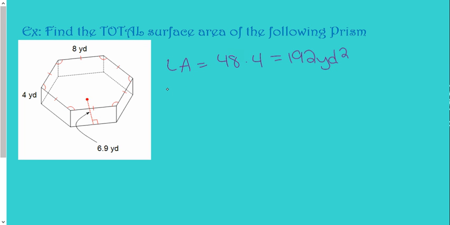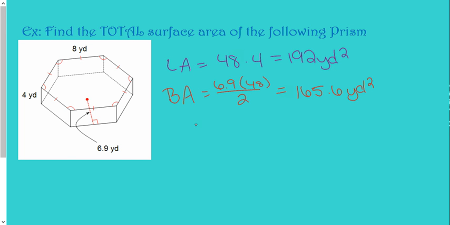So to find the base area, remember this is a hexagon. The formula for any polygon actually is the apothem, so 6.9, times the perimeter, which we found to be 48 earlier, divided by 2. So when I get all this, 6.9 times 48 divided by 2 gives me 165.6 yards squared.